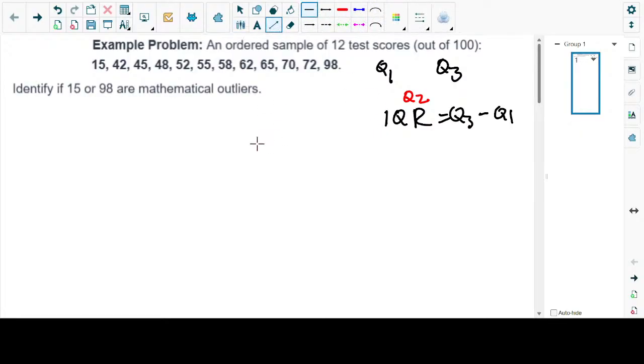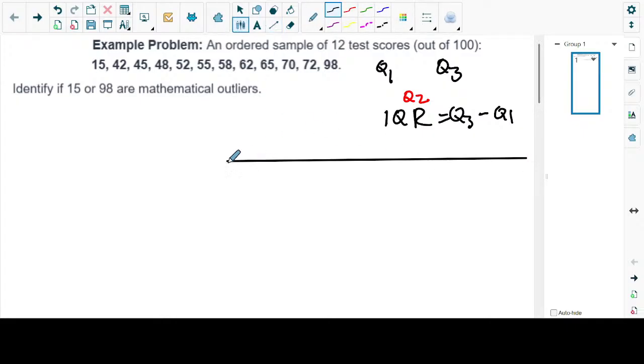How does your number line work? That's what we're interested in. So you can put your number line in and say, here you have Q1, and then here you have Q3.